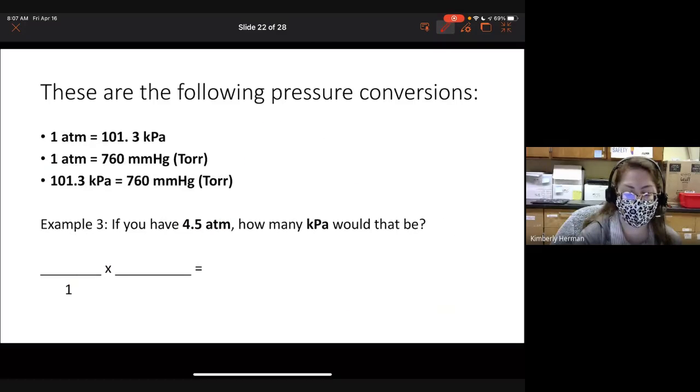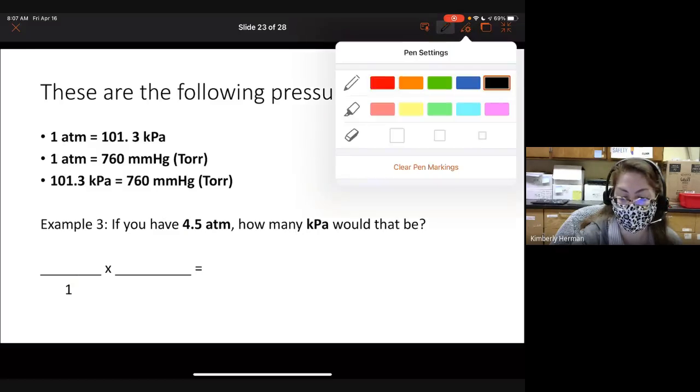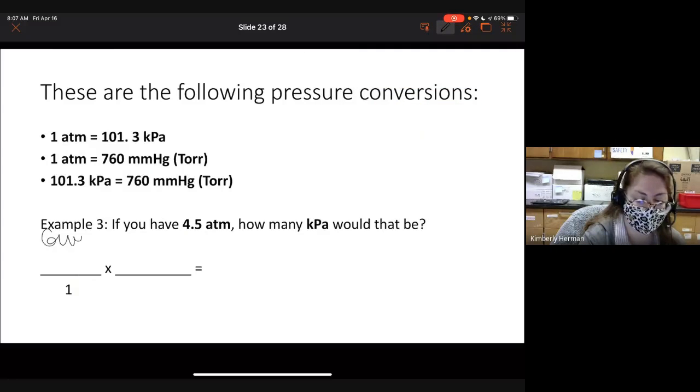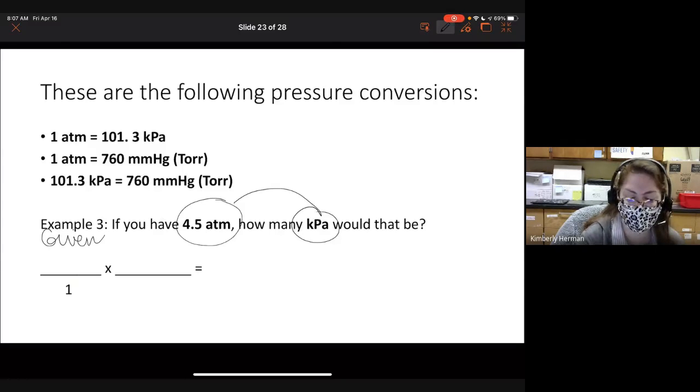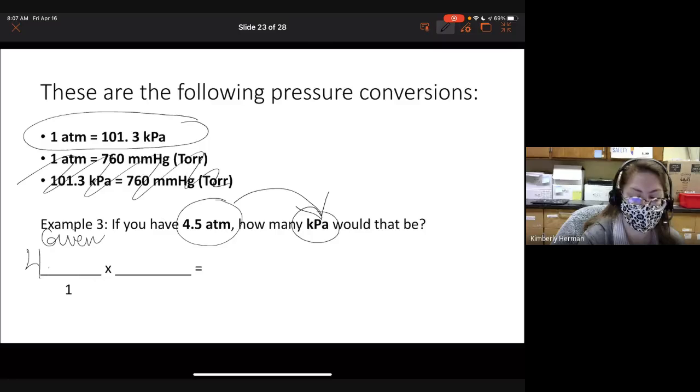Okay, our final example. Example number 3. If you begin with 4.5 atm, how many kPa would that be? So the same way that we did before, we're going to start with our given. Awesome. That's our 4.5 atm, and we're trying to get to kPa. So we'll see we actually use our first one. We don't need the other two here. So let's put our 4.5 atm. We need atm to go on the bottom, and we're going to put kPa on top. So we find atm, we see that has a 1, and we find kPa, and we see that that's 101.3.